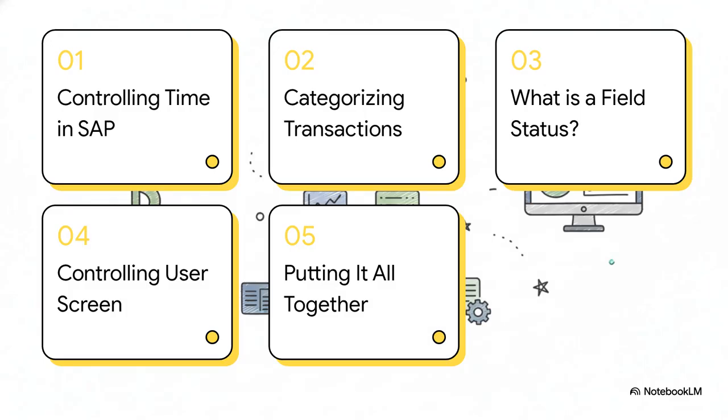Okay, ready to jump in? We're going to start with how a global system like SAP thinks about time. Then, we'll see how every single transaction gets its own unique identity. After that, we get to the really cool part, something called field status, which is kind of the secret sauce for controlling what users see on their screen. And finally, we'll connect all the dots and see how it all comes together.